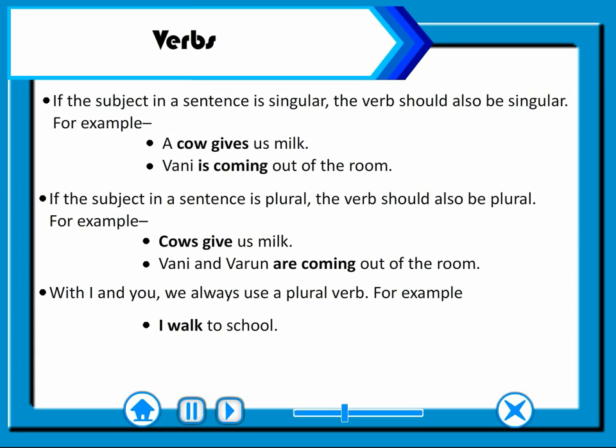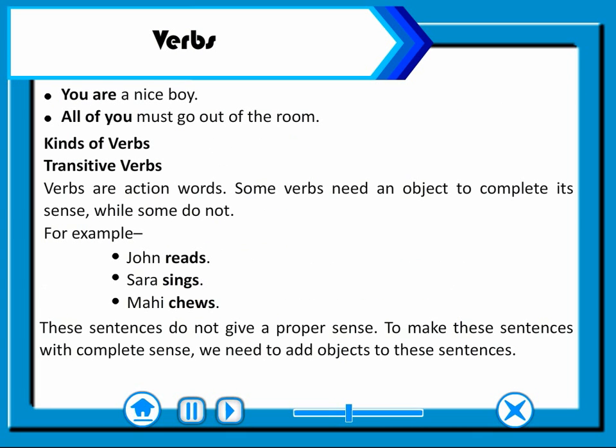If the subject in a sentence is plural, the verb should also be plural. For example, cows give us milk. Vani and Varuna are coming out of the room. With I and you, we always use a plural verb. For example, I walk to school. You are a nice boy. All of you must go out of the room.